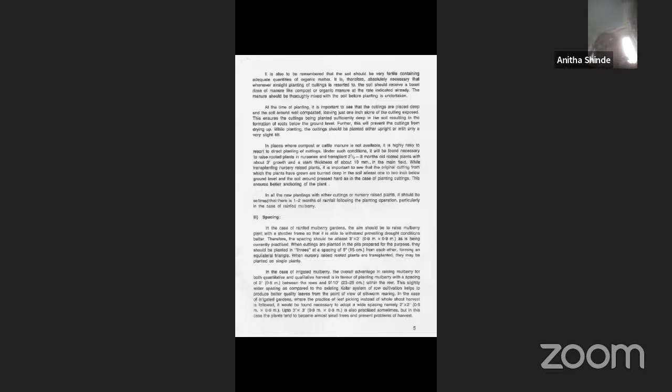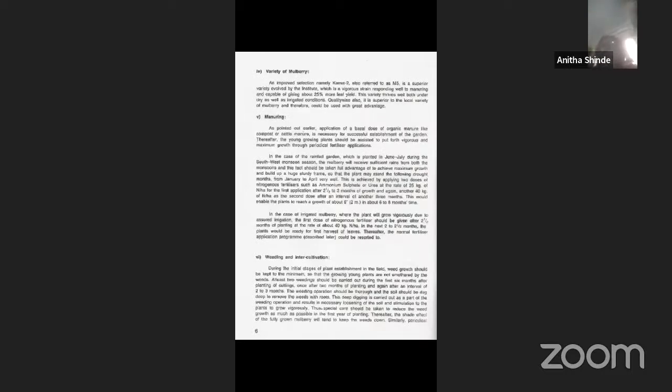The next is manuring. We all know that for the cultivation of plants, you need to have manure. That manure may be in the form of organic waste, or it may be in the form of cattle manure or compost. So whichever is available, you need to see. Now the manuring: application of a basal dose of organic manure like compost or cattle manure is very essential for the establishment of the mulberry garden.